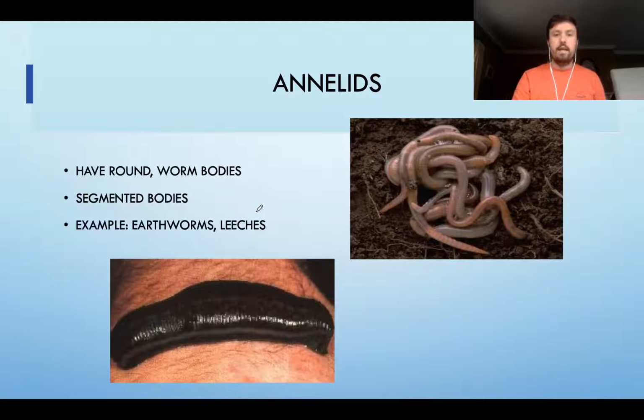Next, we have annelids. And a really common example of an annelid is an earthworm we see here. And the defining factors of an annelid, they usually have round worm bodies. So there's another form of invertebrate called a flatworm.